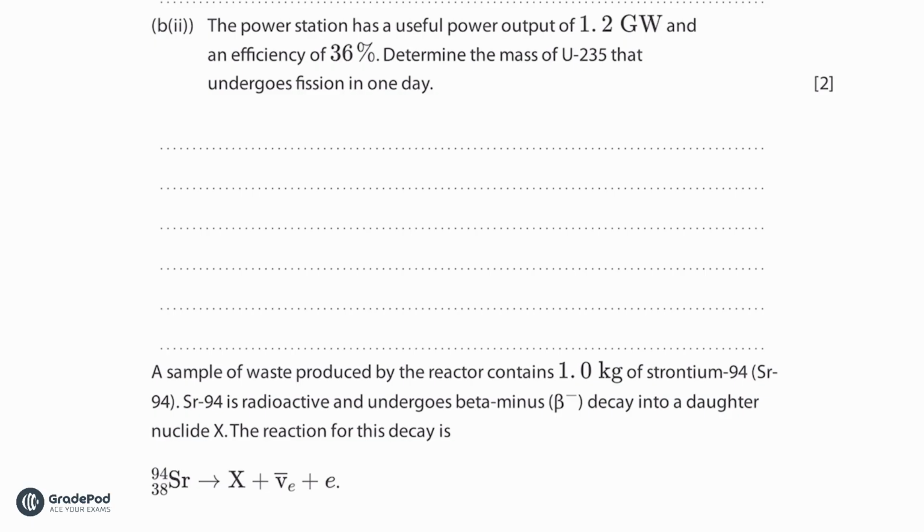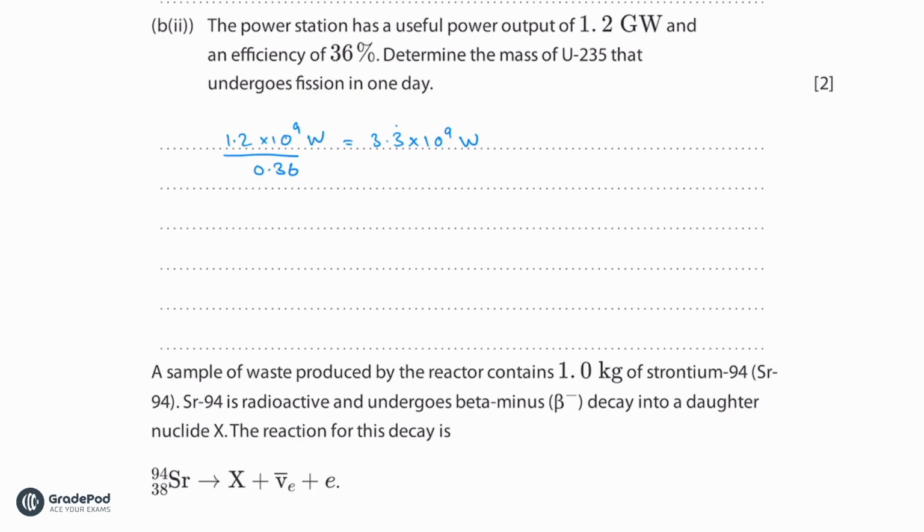There we go. B2. The power station has a useful power output of 1.2 gigawatts and an efficiency of 36%. Determine the mass of uranium-235 that undergoes fission in 1 day. First of all, let's address the idea of efficiency. The useful output is 1.2 gigawatts, which is 1.2 times 10 to the 9 watts. But that's 36% of what was actually used. So to find the amount of energy actually used, we divide that by 36%, and that tells us that 3.3 recurring times 10 to the 9 watts was actually used to get that useful power output.